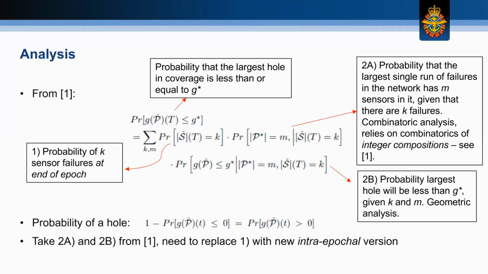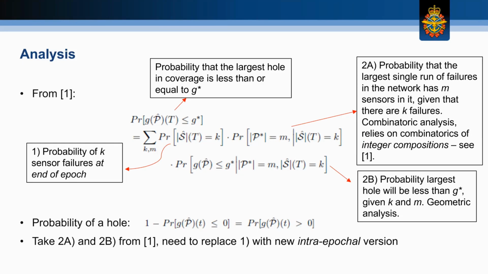Don't worry about the notation. It's unbelievably involved, but unfortunately necessary. The box at the top, the expression we're looking at, is the probability that the largest hole in coverage is less than or equal to G star. The parts that this is broken up into are part 1, as I've labeled it, the probability that there will be K sensor failures at the end of an epoch. This is the expression from the previous work. Part 2A is the probability that the largest single run of failures in the network is M sensors, given that there are K failures.